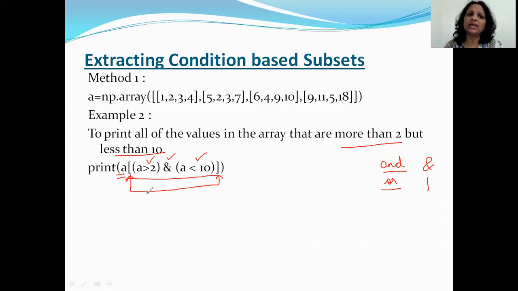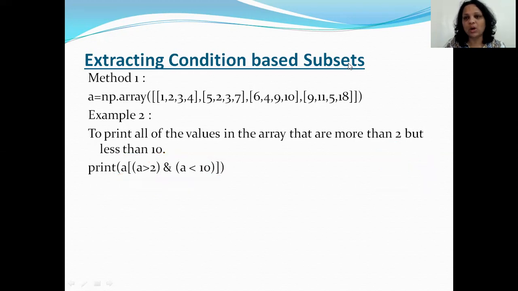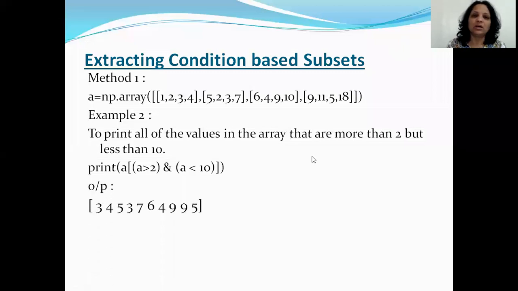Is that clear? Now, again, you could have written X is equal to and written the condition, that is A greater than 2 and A less than 10, and then written print A of square bracket X. Is that clear? So this example is talking about using AND. Let me take you to the next example, which will tell you how to use an OR operator. Before I go to the next slide, I've only got elements that satisfy this condition. Check clearly. You have only got elements which are greater than 2 and at the same time less than 10.